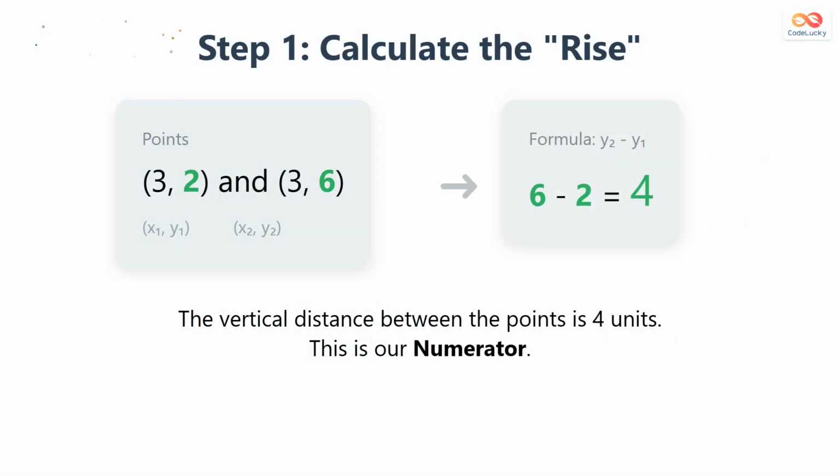Let's calculate the top part of our fraction, the rise. We subtract the y values. 6 minus 2 equals 4. This means the vertical distance between our points is 4 units. So far, everything looks normal.